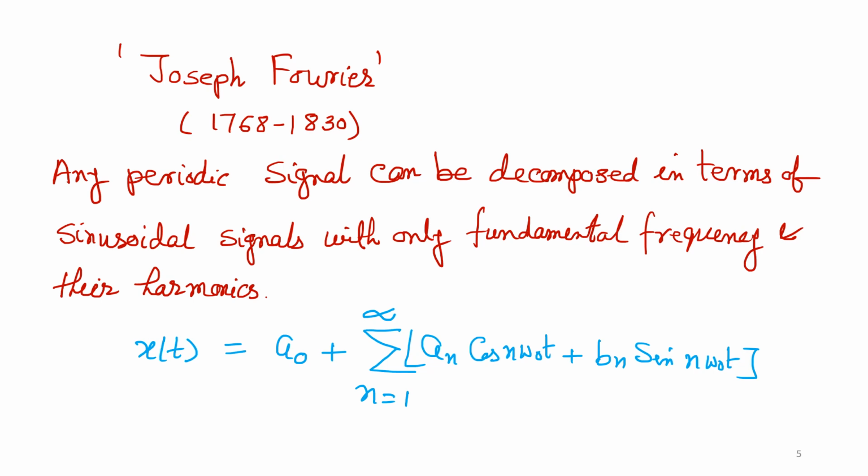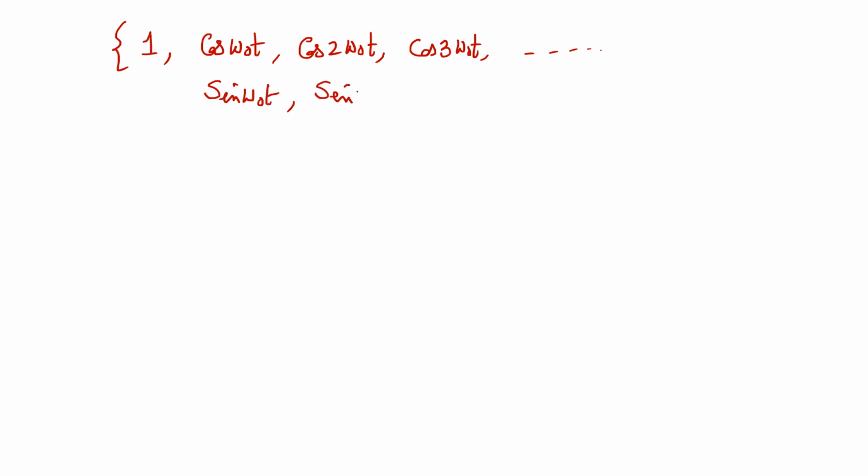Now we'll consider these signals. First one is DC, the other is cos omega naught t, cos 2 omega naught t, cos 3 omega naught t, all those. These are the cosine signals with the fundamental frequency and its harmonics, and then sine omega naught t, sine 2 omega naught t, sine 3 omega naught t, all those. If I consider this as a set of signals, this set will be called an orthogonal set.